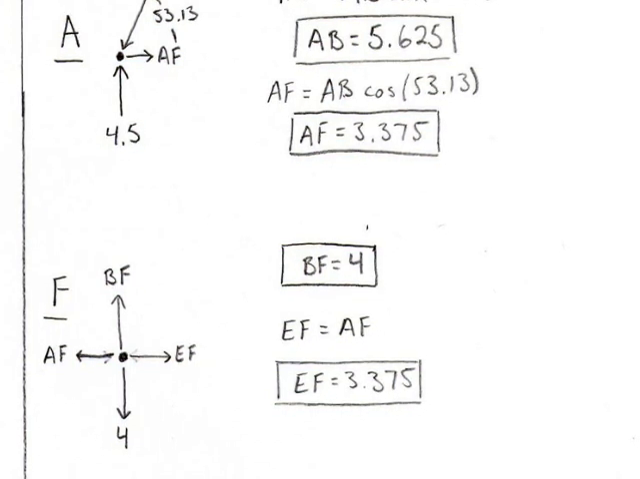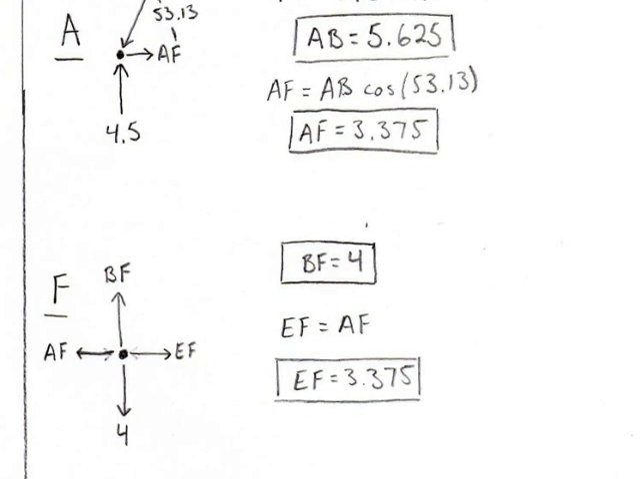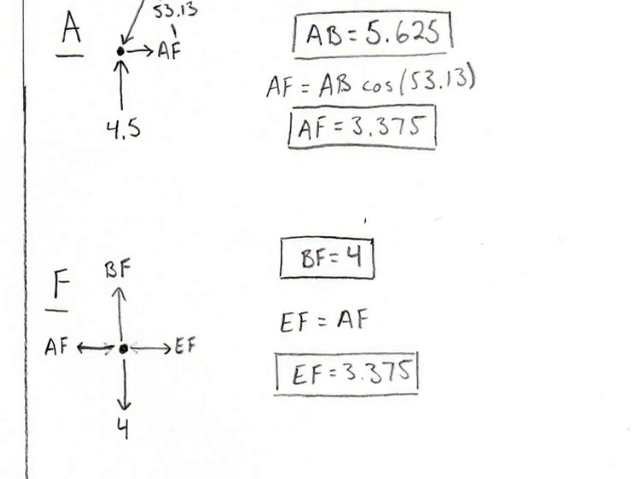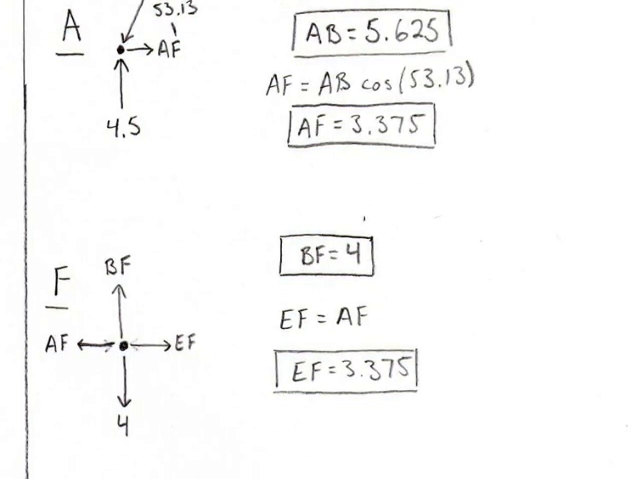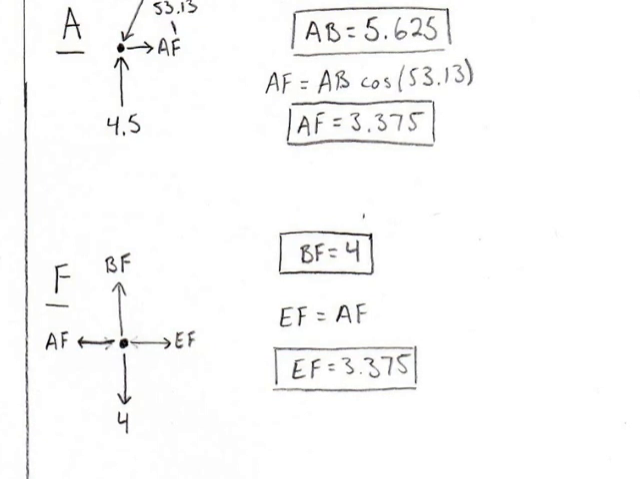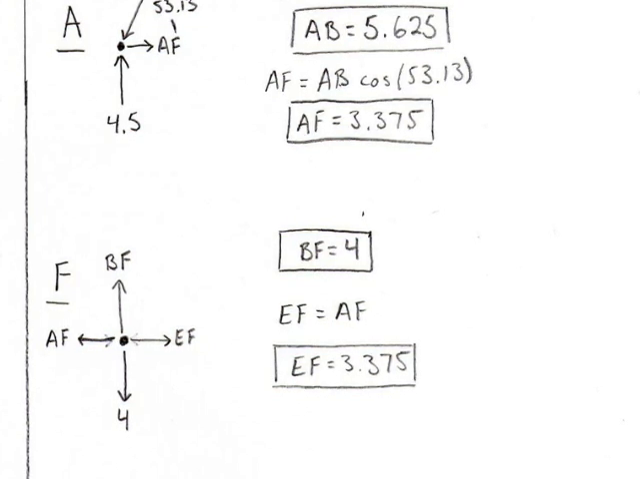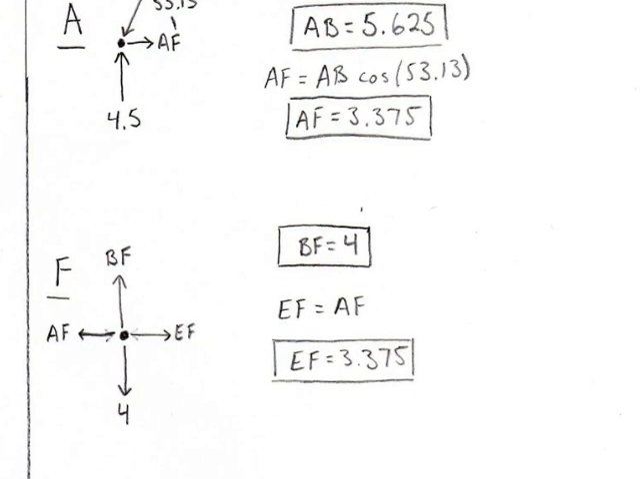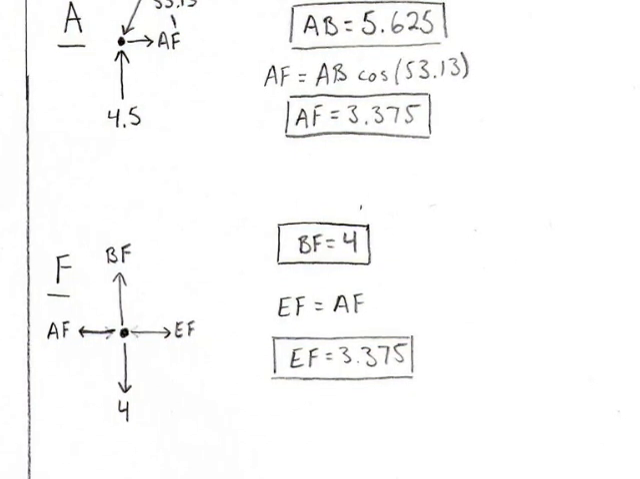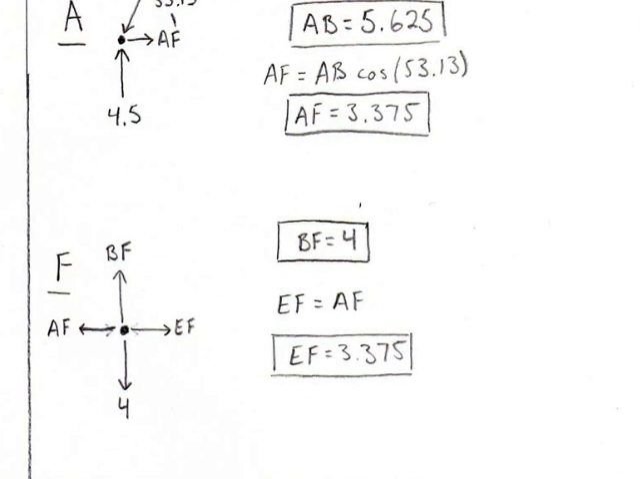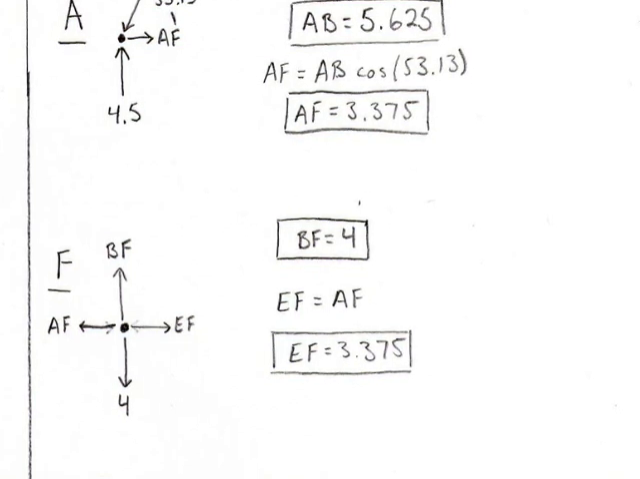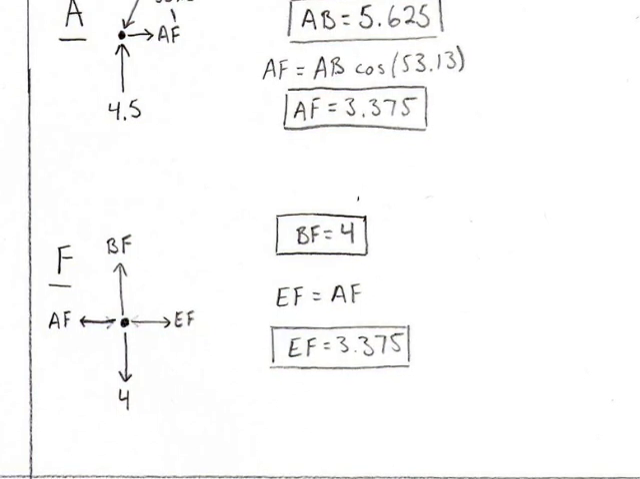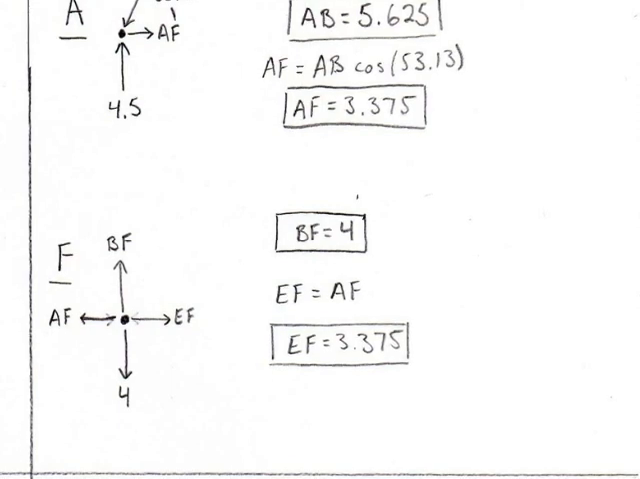Because there's only one up and one down, there's no angles or anything, we know that BF is equal to 4 because up equals down. Same for left and right, we know that EF is equal to AF. And so EF is 3.375. Once you've solved for one side of a member, the other side of the member has the exact same force. So now we can use these members to solve over on joint B and on joint E. That's one of the great things about the static problems, is that the force remains the same throughout the member. So once you have it at one end, you have it at the other.